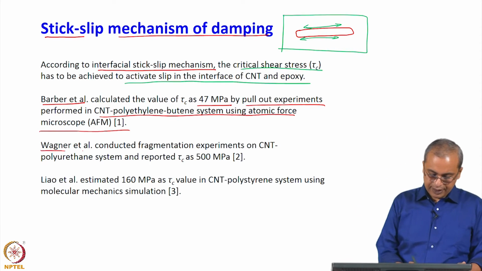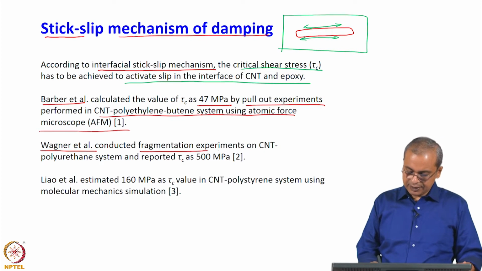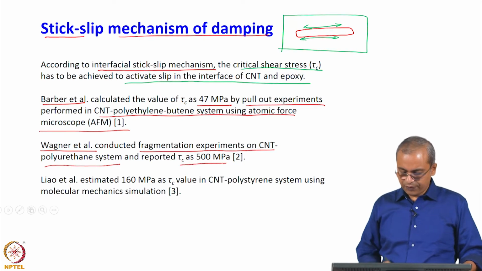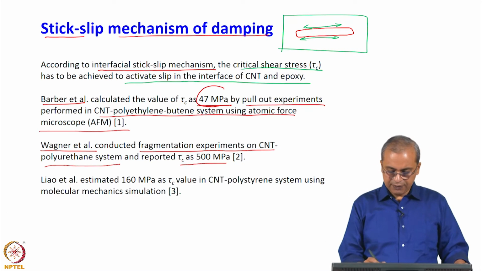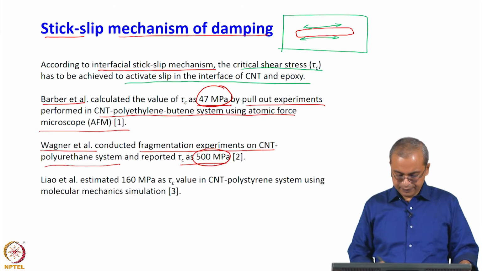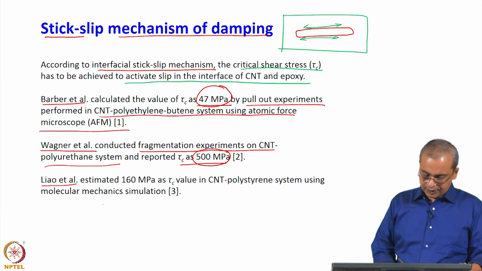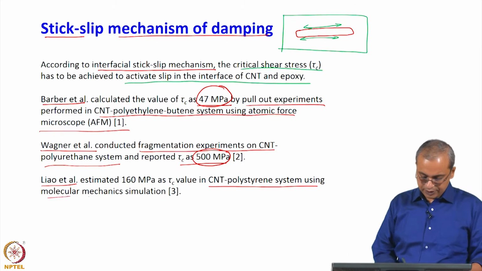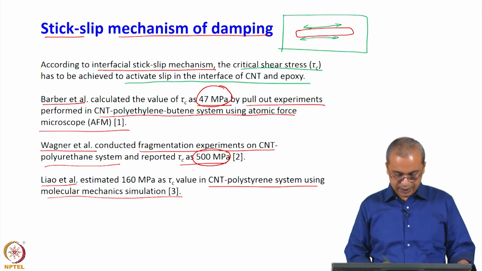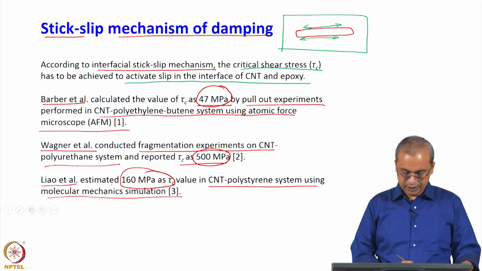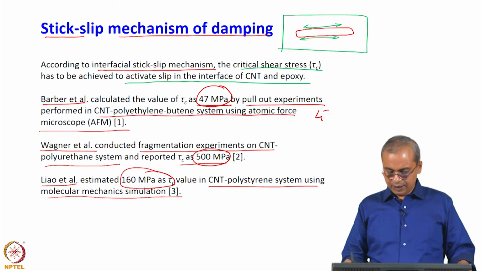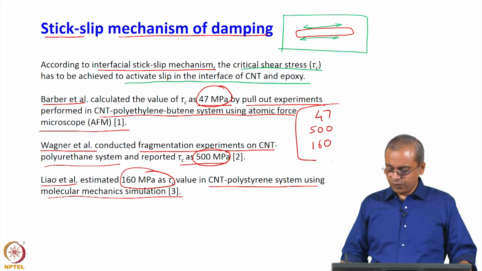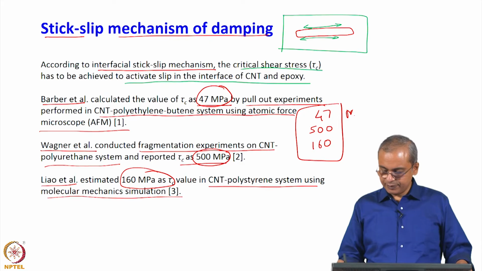Another group has done some fragmentation studies on CNT polyurethane systems and reported a critical shear stress of about 500 MPa. So, you have one number of 47 MPa, another value of about 500 MPa. And then yet another group has done work on a CNT polystyrene system using simulation, and they are getting a value of 160 MPa. So, you are looking at 47, 500 and 160. This is the order of magnitude in MPa.